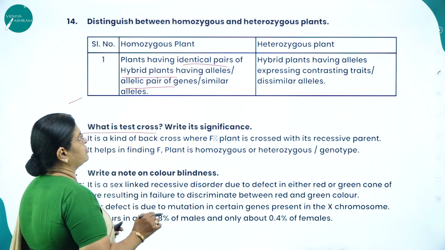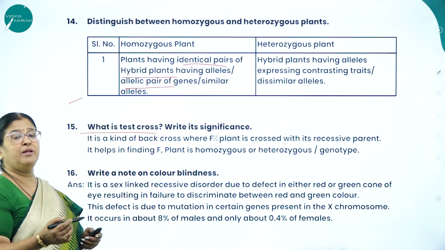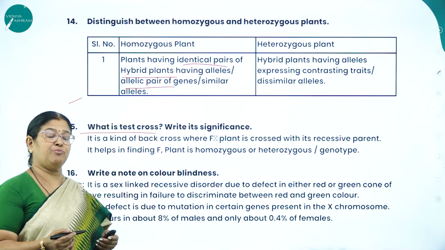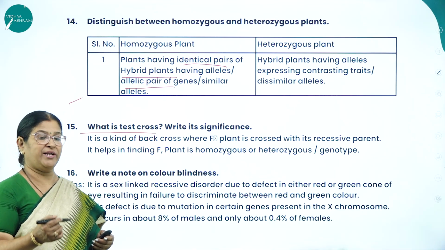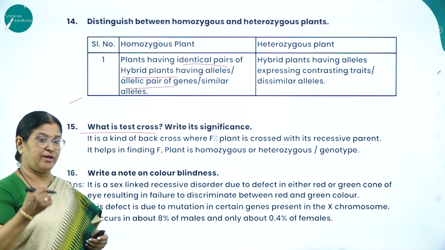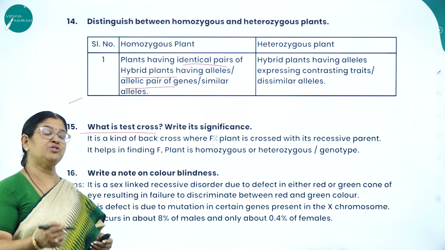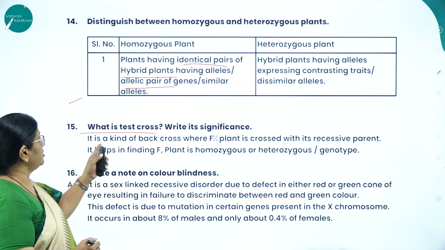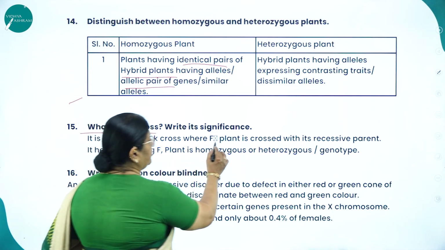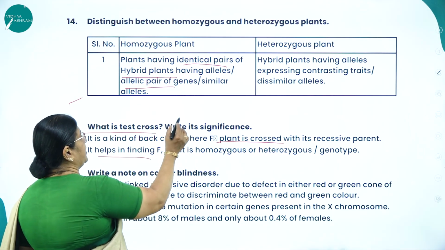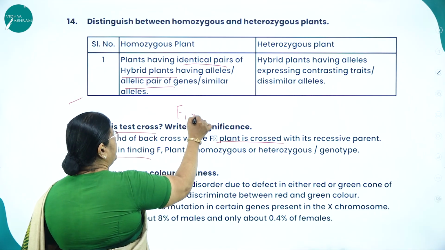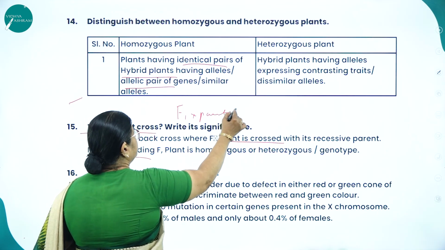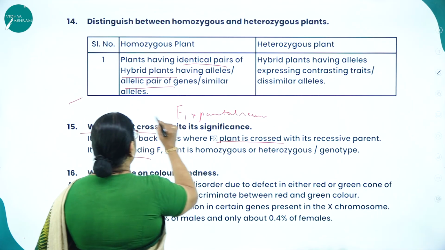Next, what is test cross? Write its significance. For example, if they ask the test cross ratio for a monohybrid cross, it is 1:1. And if they ask the test cross for a dihybrid cross, it is 1:1:1:1. It's a kind of back cross where the F1 plant is crossed with its recessive parent. So F1 into parental recessive is called test cross.